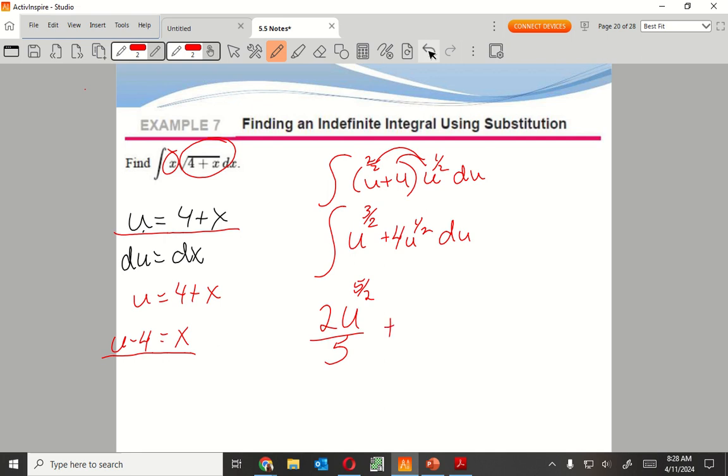Plus, right over here, I'm going to get u to the 3 halves. And then I'm going to multiply by 2 over 3. So that's going to give me, what's 4 times 2? 8 over 3.